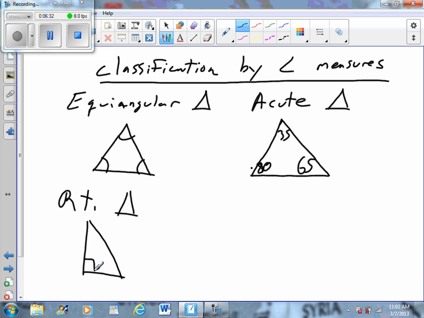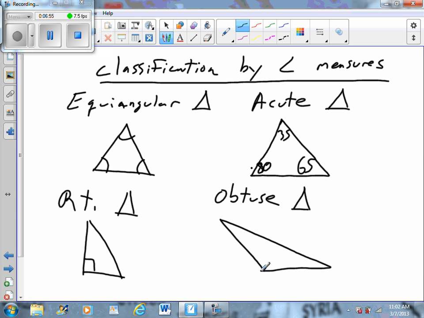Now, an obtuse triangle, anybody want to take a shot at what they think an obtuse triangle might look like, or why it's defined as such? One angle measures... What's an obtuse angle? It's over 90, but less than 180. Okay. So an obtuse one might look something like this.